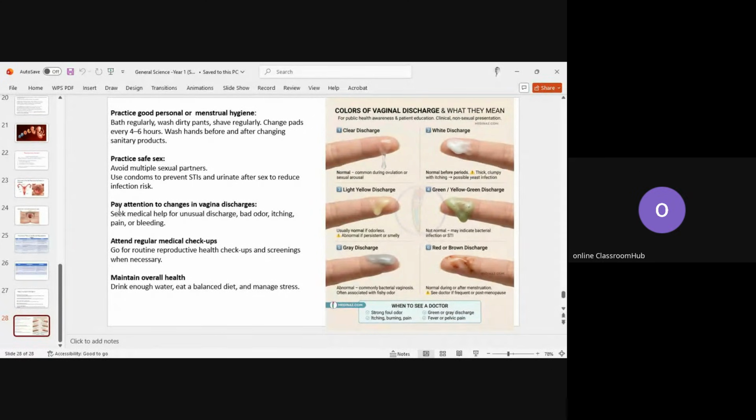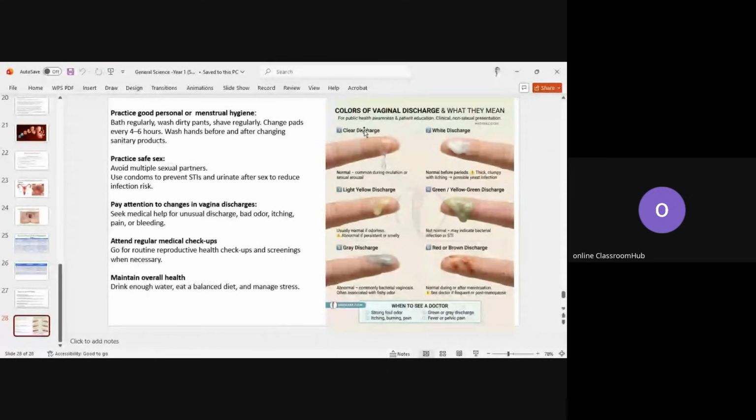Now, the next one, pay attention to changes in the vaginal discharges. As a lady, your vagina communicates to you. It doesn't have a mouth, but it communicates through the fluid that discharges and comes out of the vagina. So as a lady, you should be looking. I have a picture here. Look at this vaginal discharge.